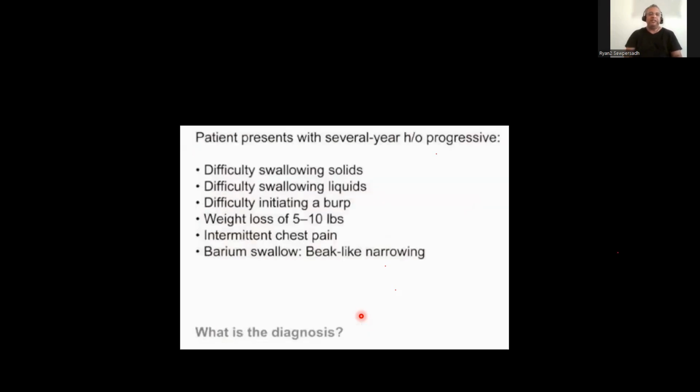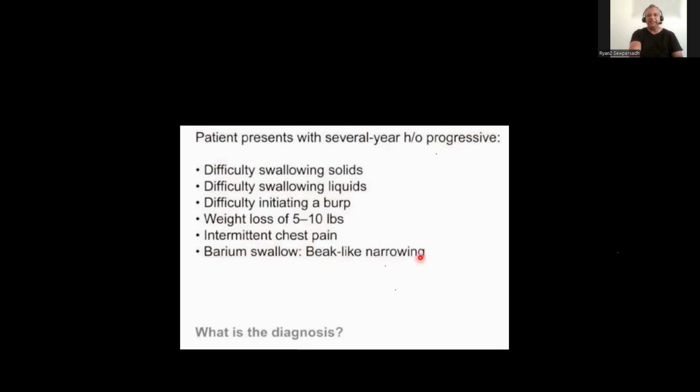Okay. Patient here presents with several year history of progressive difficulty swallowing solids, difficulty swallowing liquids, difficulty initiating a burp, and the medical word for burp is called eructation. Okay, weight loss, and this is not a South African text, so they use pounds. So weight loss of 5 to 10 pounds, which is what, 2 to 3 kgs maybe. Intermittent chest pain and barium swallow shows you beak-like narrowing.